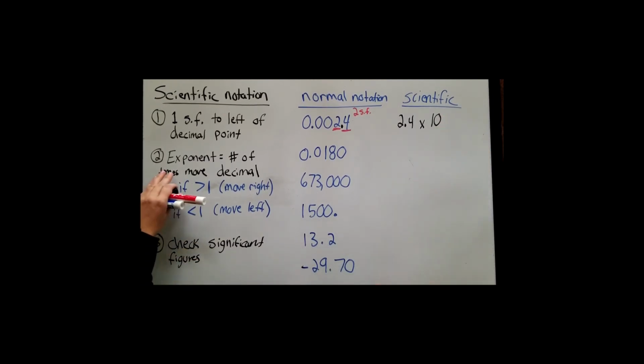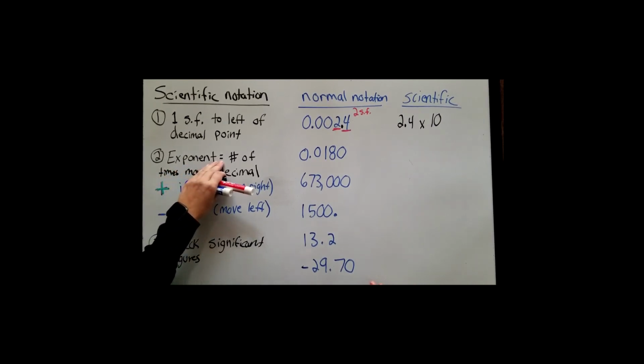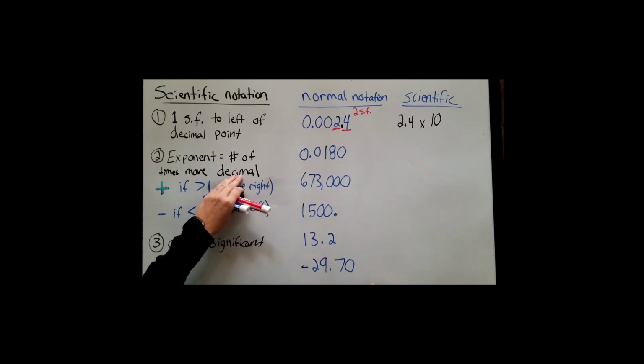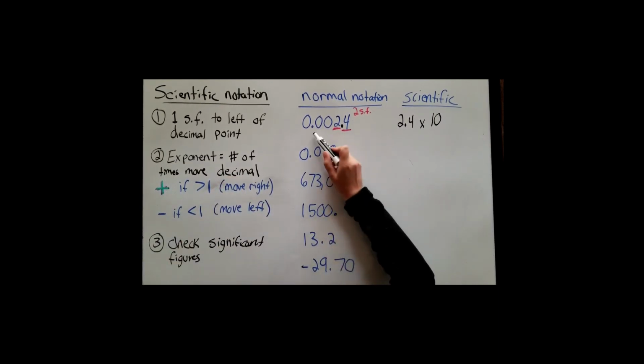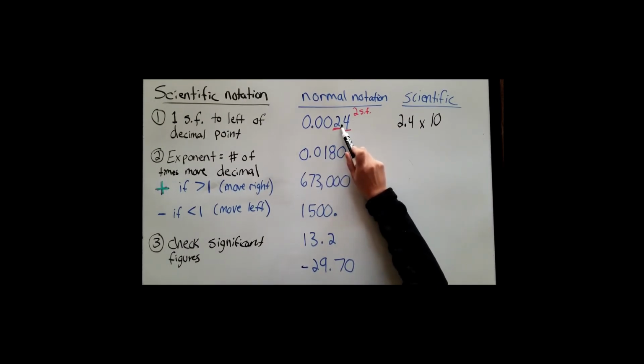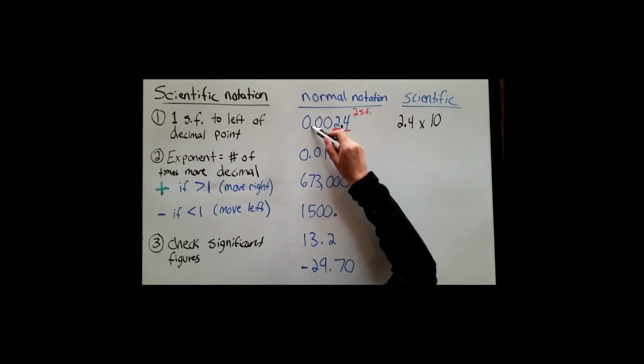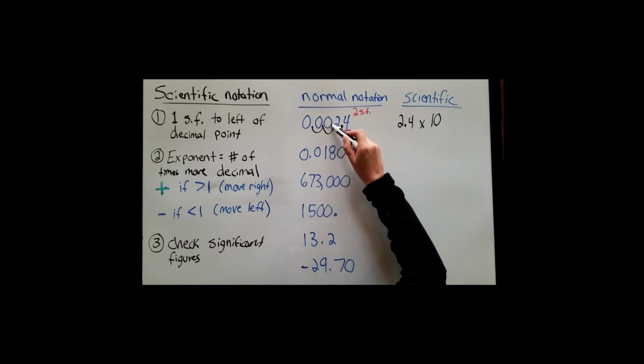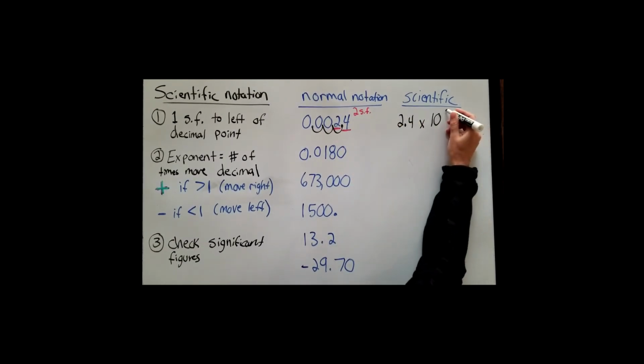So number 2 tells me how to do that. It says the exponent is going to equal the number of times you have to move the decimal. Okay, so my original decimal point is here in blue. I want to move it so that it's between the 2 and the 4. So to get it between the 2 and the 4, how many times do I have to move it? I have to move it 1, 2, 3 times. So that means my exponent's going to be 3.